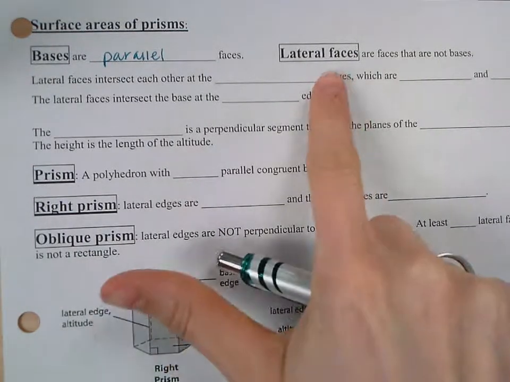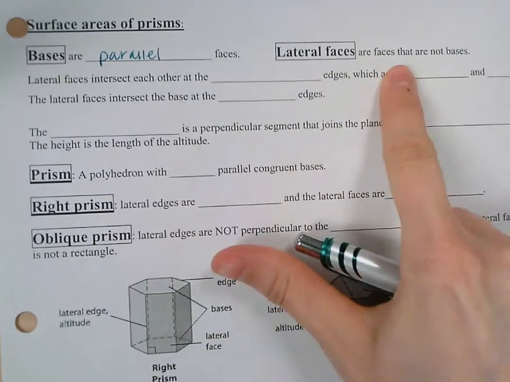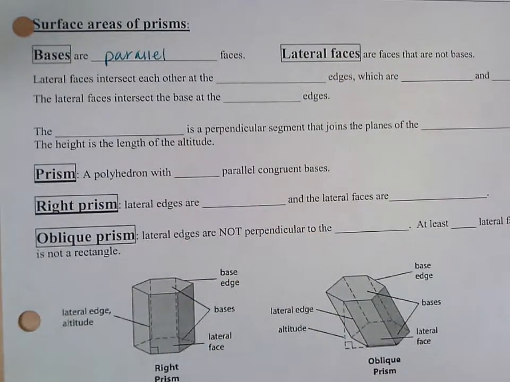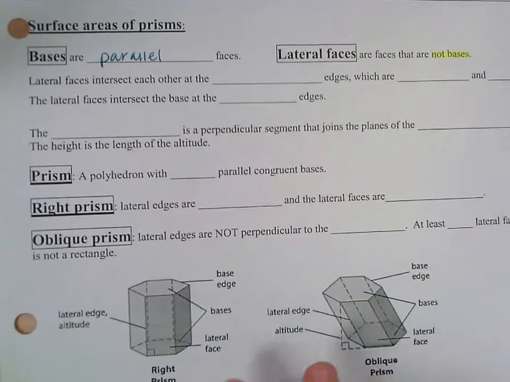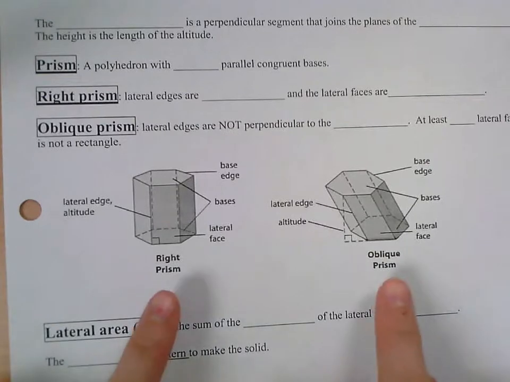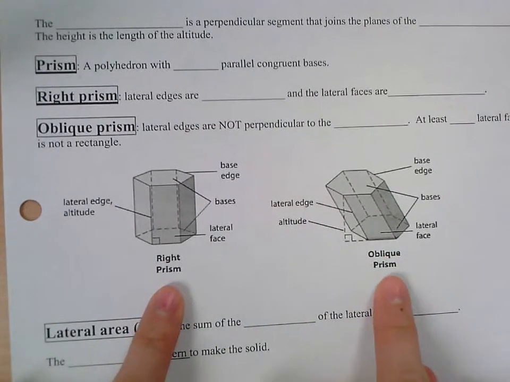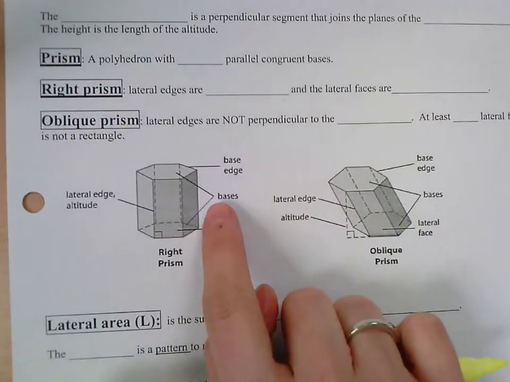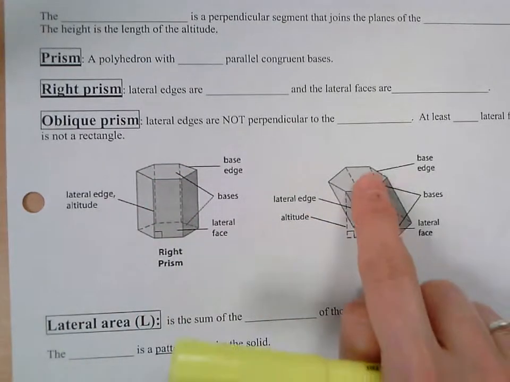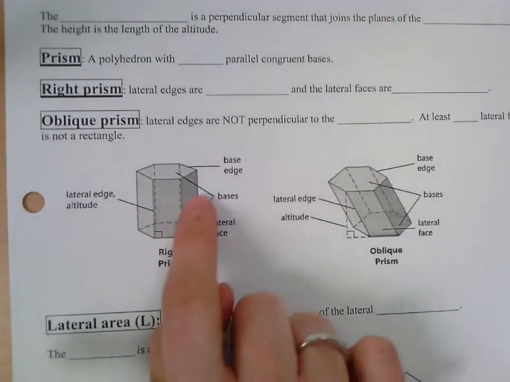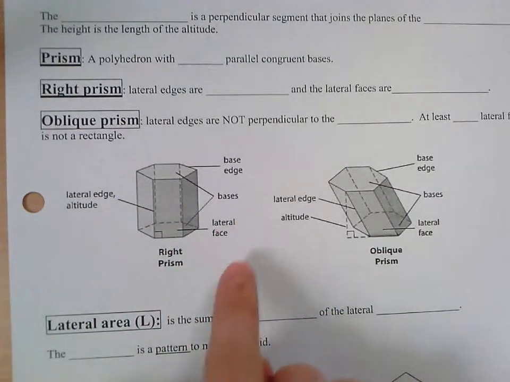Then we have lateral faces also, and these are faces that are not bases. So you have your bases, and then every other face, you can think of these as kind of the side faces. If you want to think of it that way, those would be the lateral faces. And I'm going to reference these pictures down here also as we go through this. So if you look, there's two prisms drawn. We'll talk about the difference between right and oblique. But you can see here, they have the bases labeled. So these two hexagons would be the bases, actually for both. And then all of the other faces, those side faces, are the lateral faces.